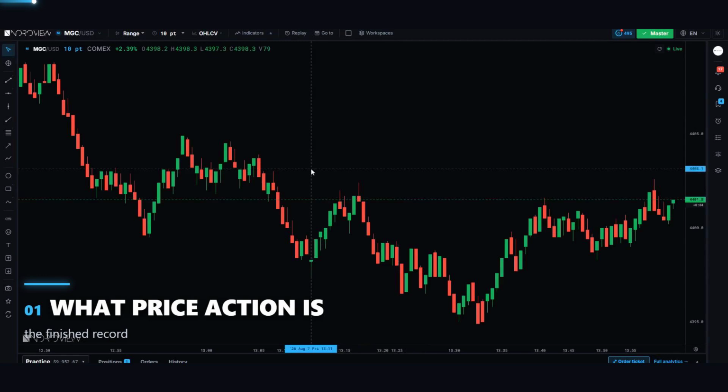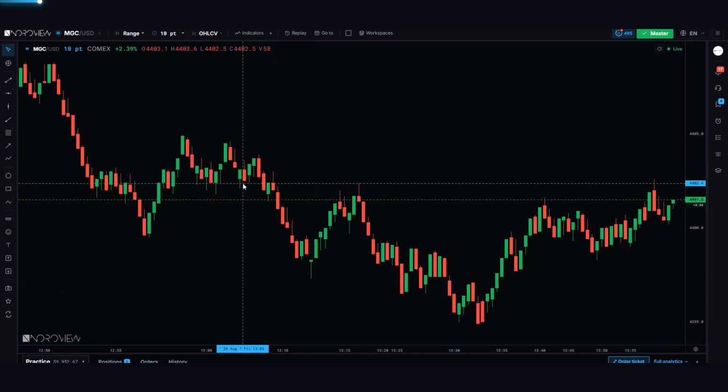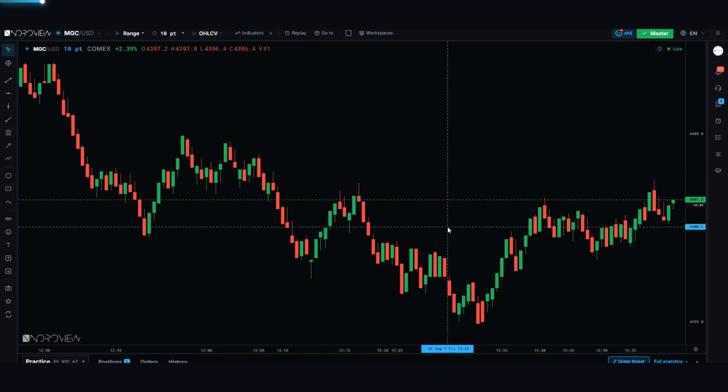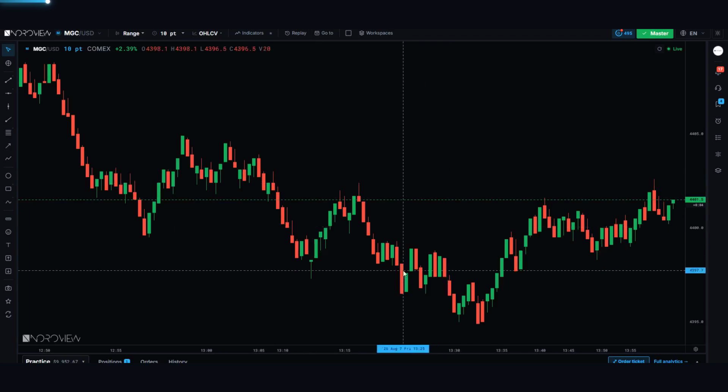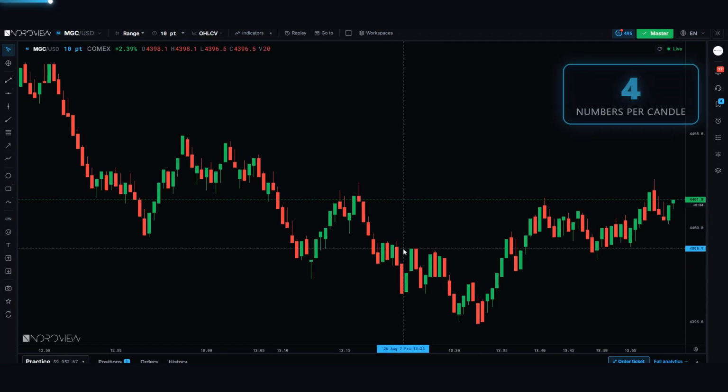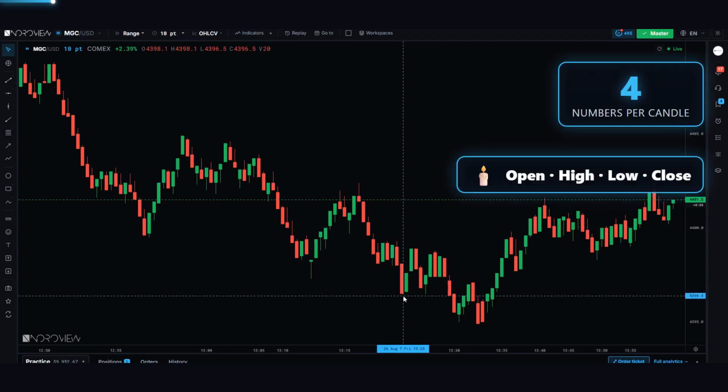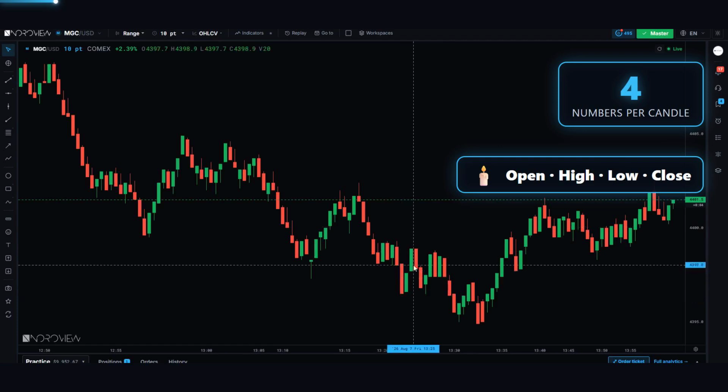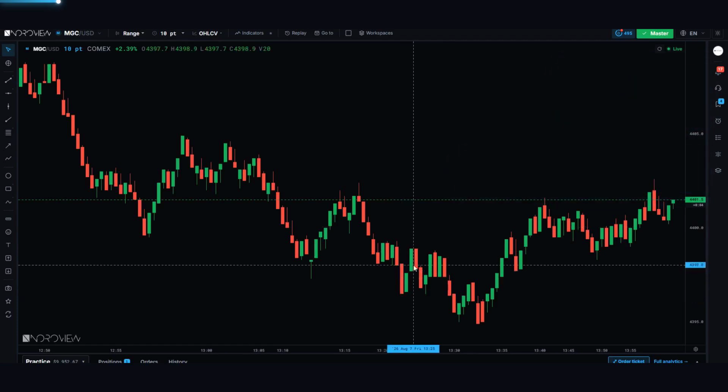Let's start with price action, because this is where almost everybody begins. This is a price chart. Nothing added, nothing computed, nothing calculated. Just candles. Every one of these candles is a summary of a slice of the market. It gives you 4 numbers: the open, the high, the low, and the close. That's it. 4 numbers and a shape you can read at a glance.